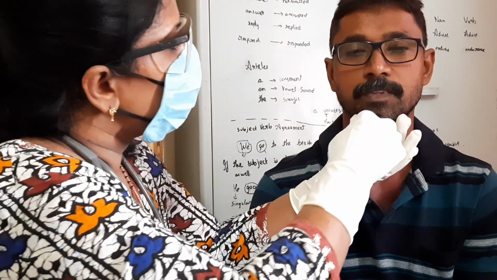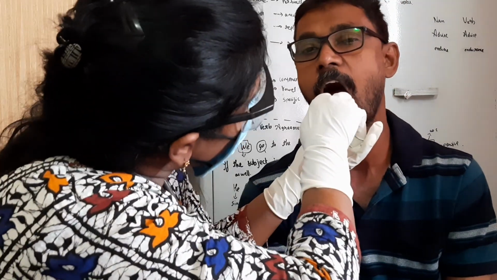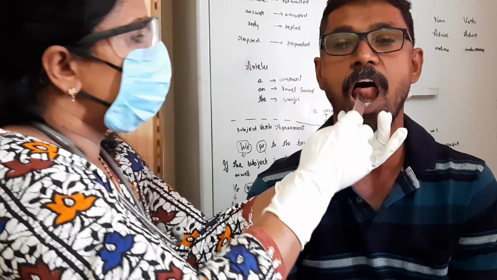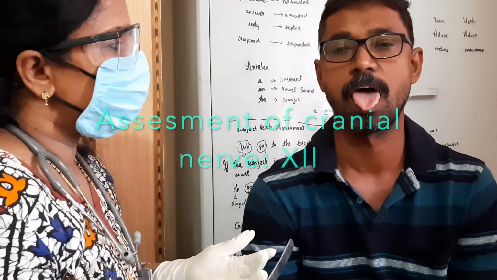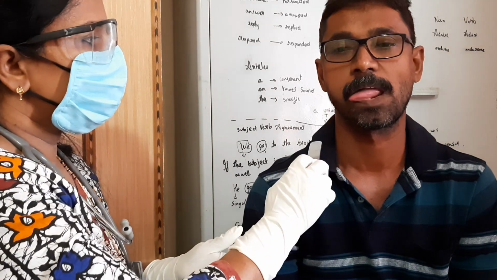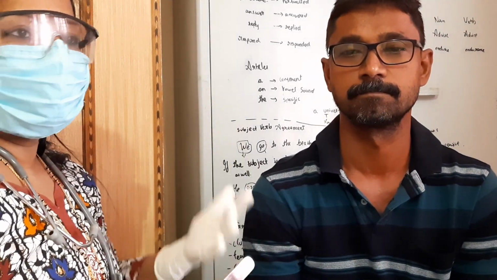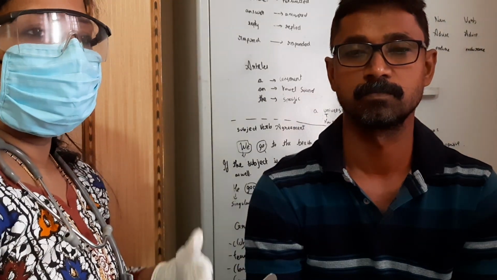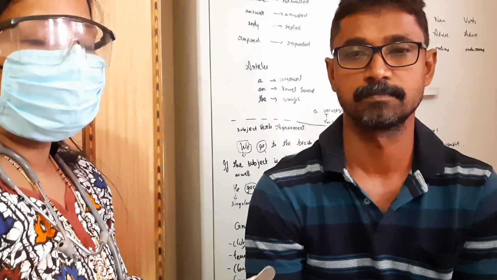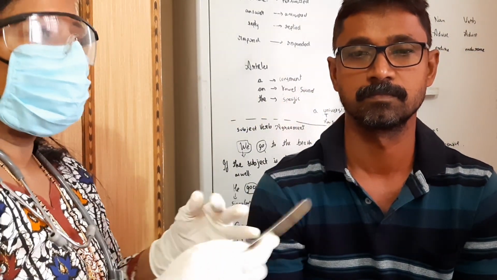Can you open the mouth? So you have to depress the tongue and see, and ask the patient to put the tongue out. Can you please move the tongue to both the sides? This side? Okay, fine. So that is a way of checking the patient's cranial nerve, the 12th cranial nerve. The 12th cranial nerve is the hypoglossal nerve. So that will be checked. Ask the patient to put the tongue out and move the tongue to both the sides.